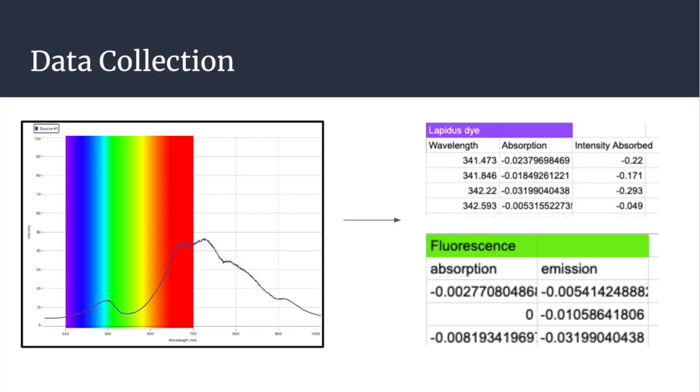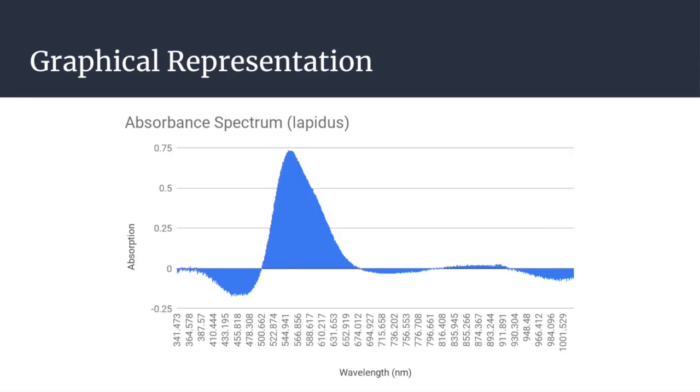For our data collection, we have a few representations of the raw data that we collected during this phase. The graph on the left was what we first saw. Then we were able to determine the wavelengths and the intensities in order to calculate our absorption using Beer's law. From this, we were then able to create graphical representations of our findings. Here's the graph of the absorption spectrum of the Lapidus dye. You can see there is a peak of absorption around 566 nanometers for this specific dye.